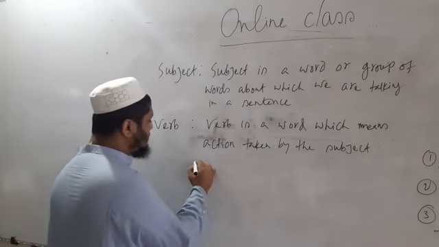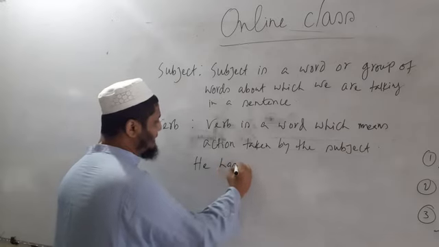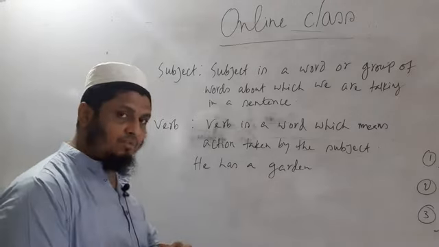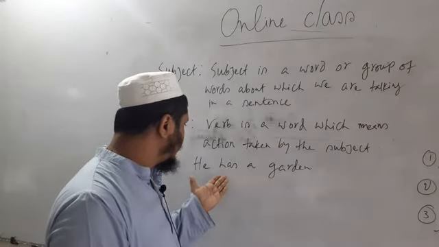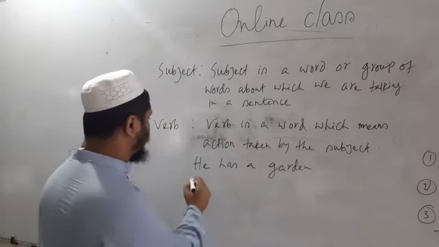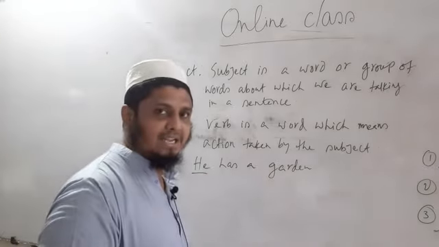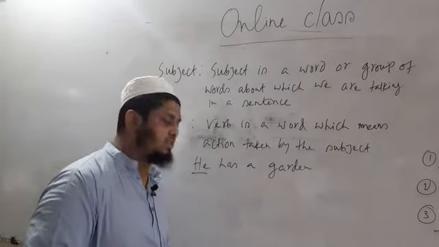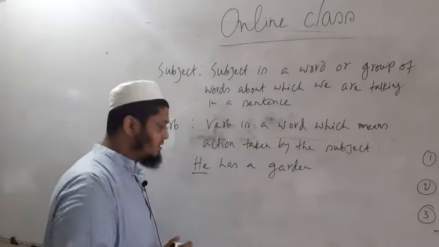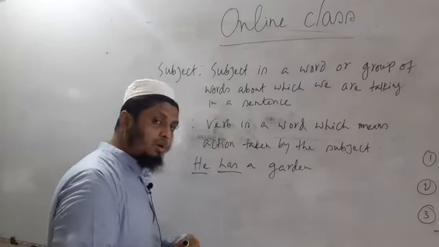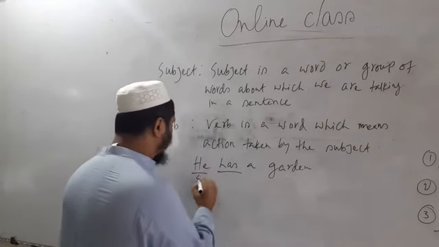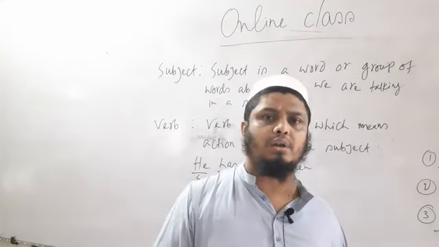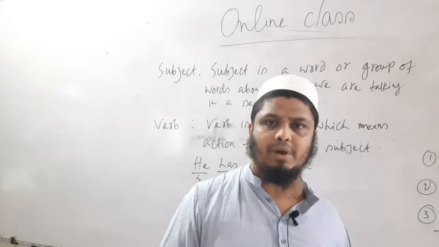Suppose, he has a garden. If we ask about the subject in this sentence, then 'he' is the subject, because who has a garden? The main matter depends on this word. That's why it is the subject. And then the action word, or verb, is 'has'. So this is the subject and this is the verb. Okay, I think all of you are clear about the definition of subjects and verbs.